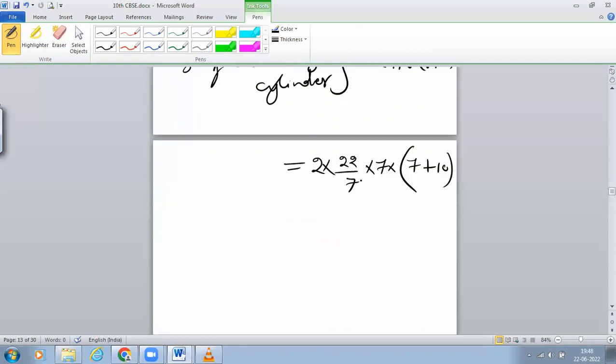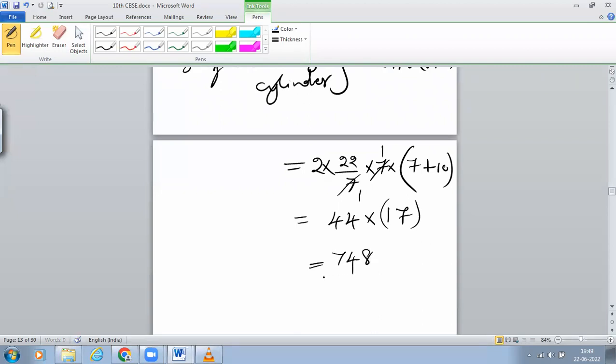This is 2 into pi into r plus h, inside the bracket. Now we can cancel this. 7 ones are 7, 7 ones are 7. Now 2 into 22 is 44, into 7 plus 10 is 17. Now we can remove the bracket, or you can write this 17 inside the bracket. It is up to you. Now 44 into 17. Please find the answer and tell me what is 44 into 17. It is 748. Very good.